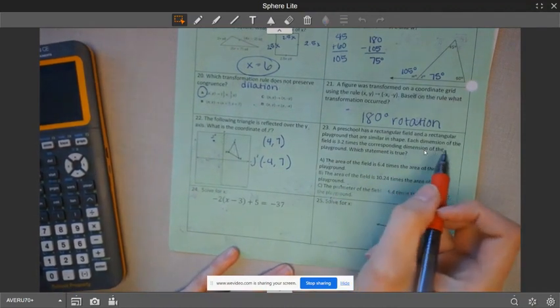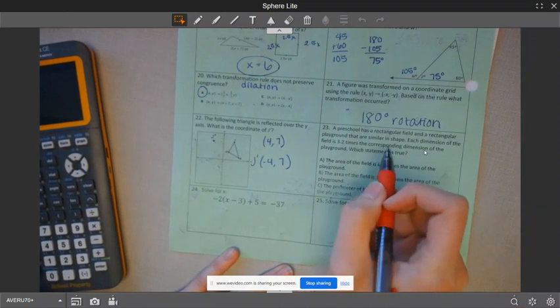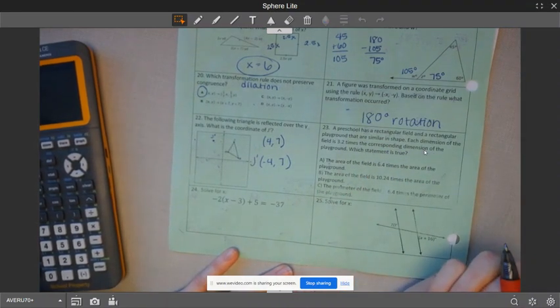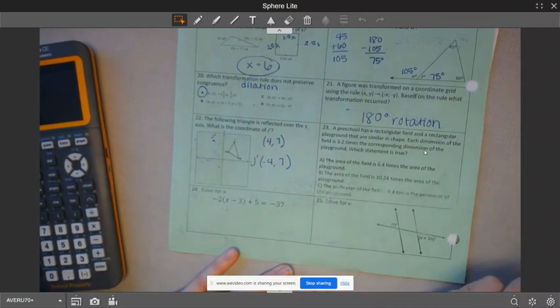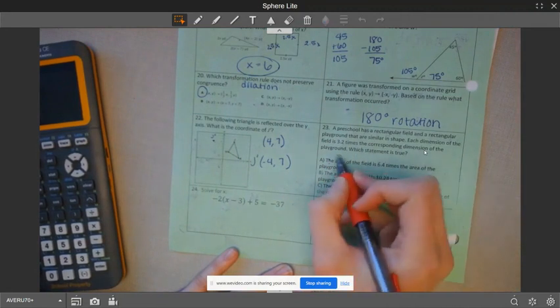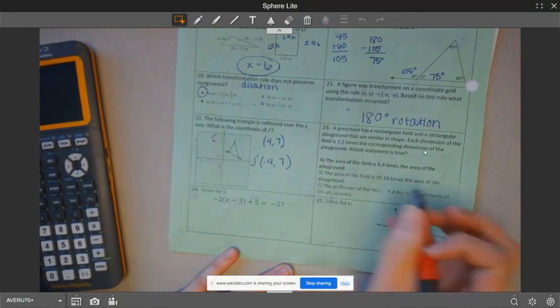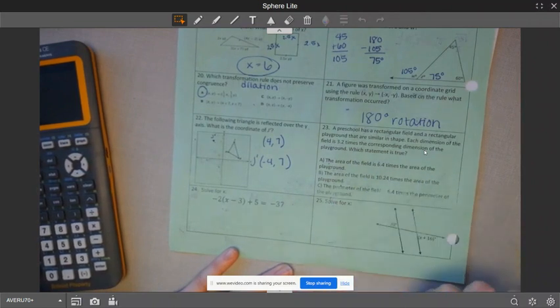All right, a preschool has a rectangular field and a rectangular playground that are similar in shape. Each dimension of the field is 3.2 times the corresponding dimension of the playground. Which statement is true? The area of the field is 6.4 times larger than the area of the playground.